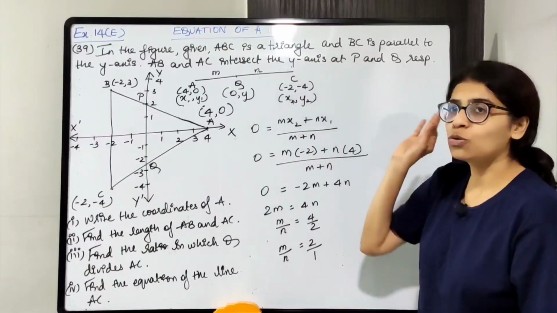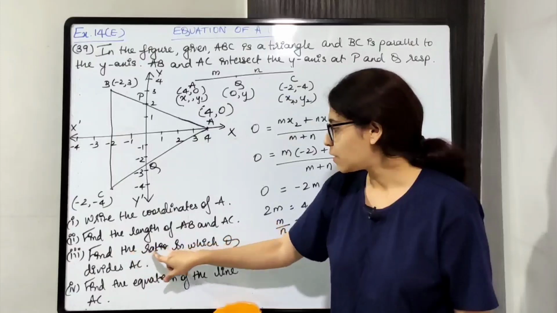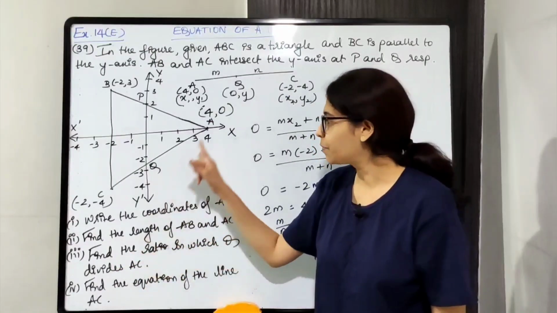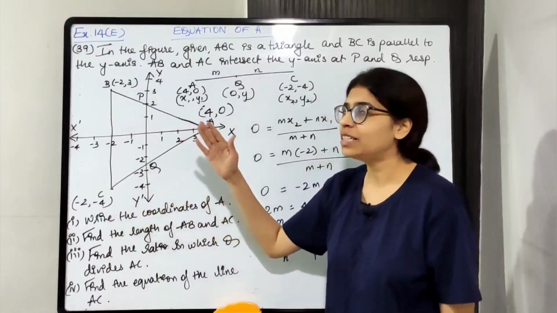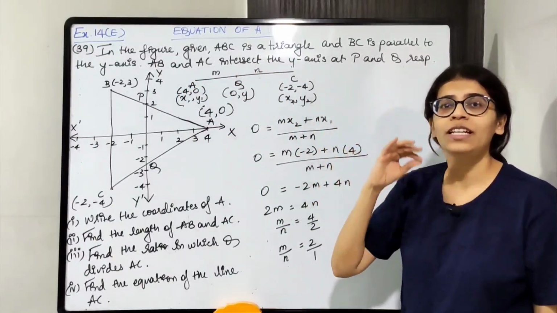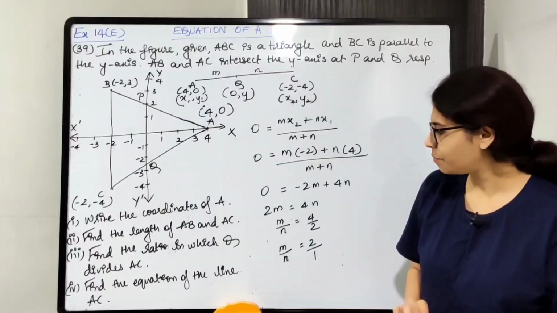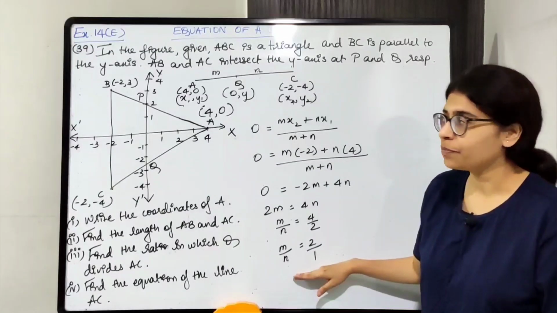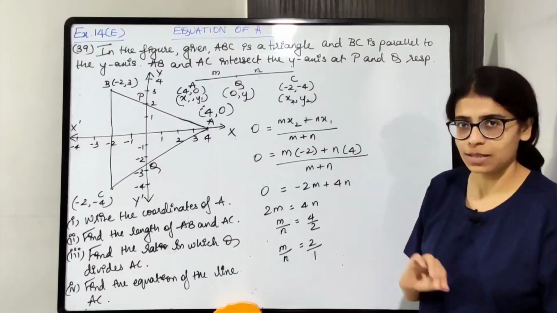Alright, so go in correct order. They have asked find the ratio in which Q divides AC. So it is like this. Okay, normally the segment that is given to us is like this for section formula. So be very careful when you're solving. Alright, so this is how you will get the ratio. So let us solve now with proper steps.